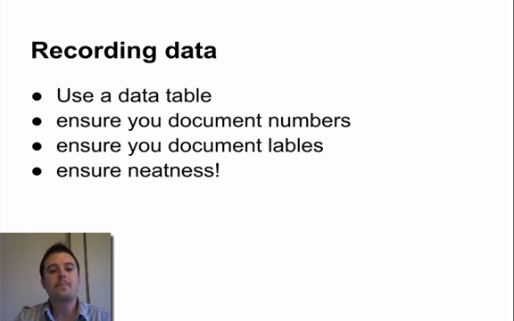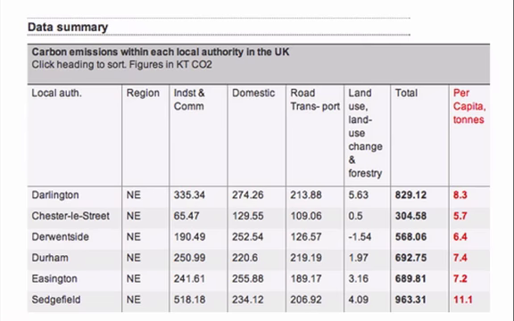You record data by using a data table, ensuring to document the numbers, document labels, and then make sure that your whole data table is neat and organized. For example, this is a great data table where you see that you've got columns and rows set up. There's a differentiation between each row in regards to the shading. You've got numbers that all have labels, that things all sort of make sense. There's even some colors and some bolding here.